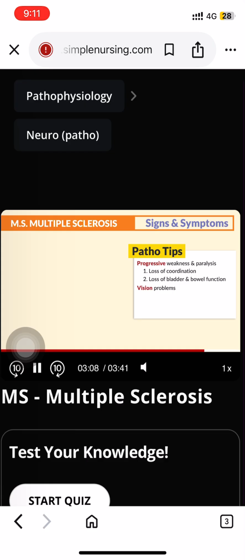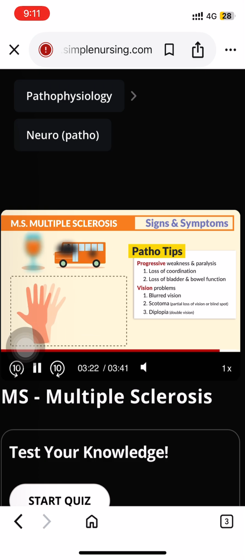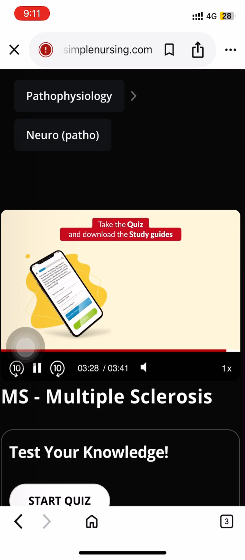So the key terms that you should know for exams: number 1, blurred vision; number 2, scotoma, which is a partial loss of vision or a blind spot; and number 3 is diplopia. Fancy words for double vision. So just look at the D in diplopia as D for double vision. All right, that wraps it up for MS.